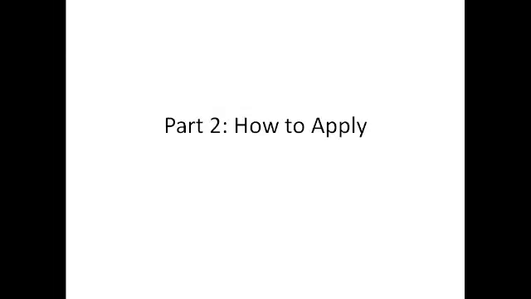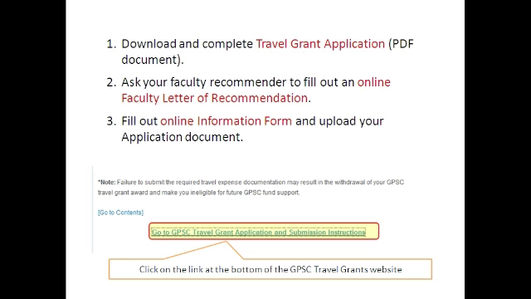In this part, we will cover the steps involved in completing your GPSC travel grant application. To complete your travel grant application, you must first download and complete the travel grant application. Second, ask a faculty member from your school or department to fill out an online faculty letter of recommendation on your behalf. And third, fill out an online information form and upload your application document.